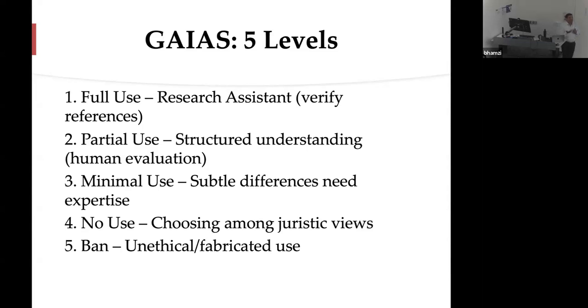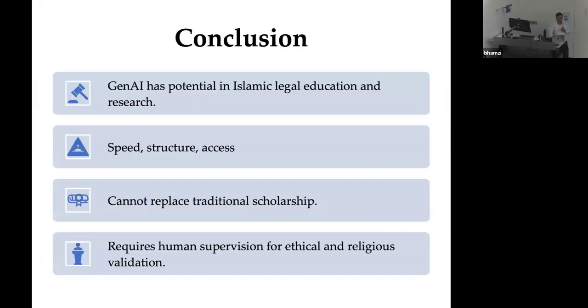Well, just ask ChatGPT to fabricate hadiths, right? Or ask generative models to circumvent Islamic inheritance law. That is where the use would not be allowed. So this is the scale that could be used for guidance in using different generative AI models.